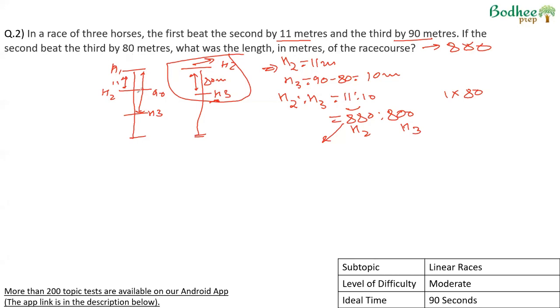Could use proportionality as well, where we say if the race is x meters, in the first case, H2 has run x minus 11, H3 has run x minus 90, giving the ratio of speeds of H2 and H3. This will remain the same in the second case where H2 has run x, the entire race, H3 has run x minus 80. Putting the values, we will still get the value of x as 880.